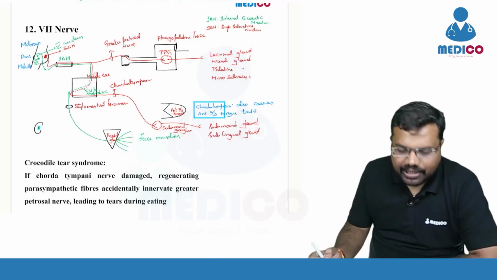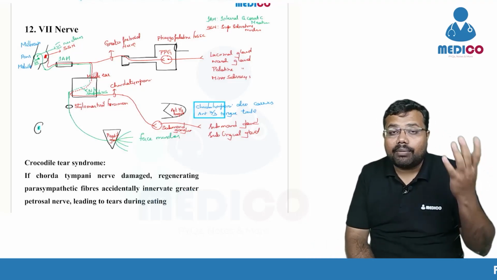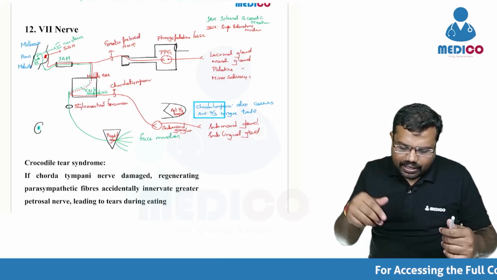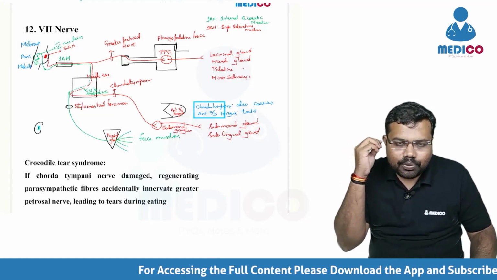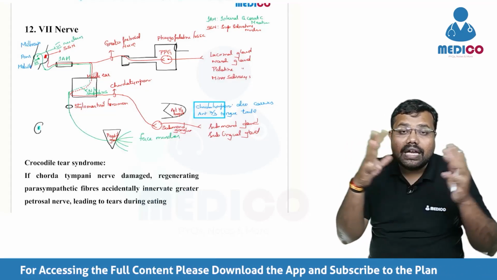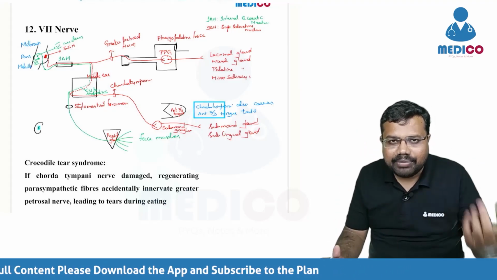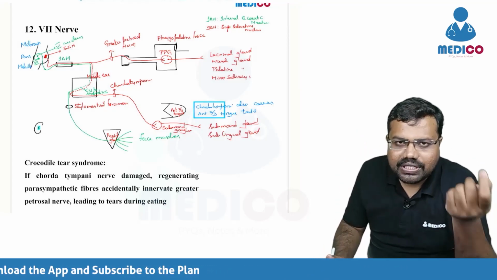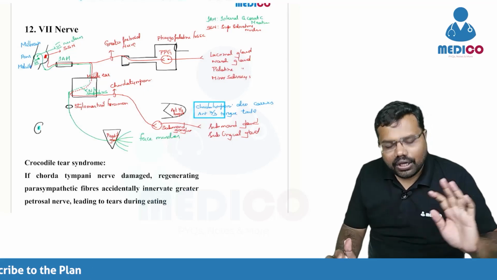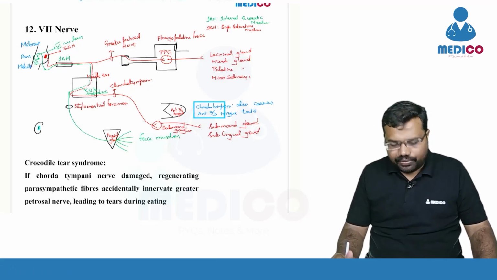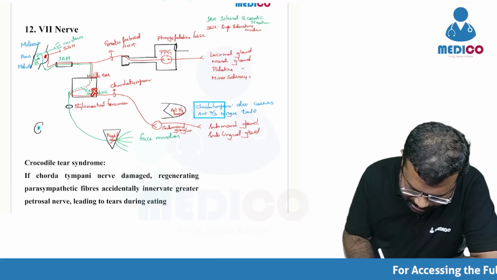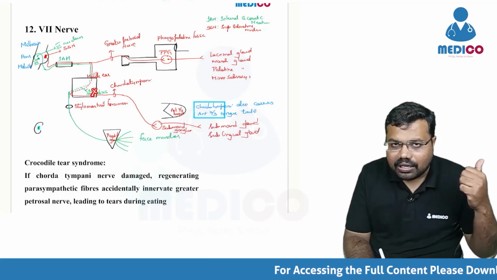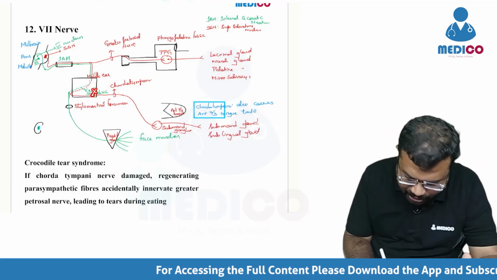What is the function of stapedius? It protects the internal ear from loud sounds. But if that is damaged, then the stapedius will not protect the internal ear from loud sounds. So even if you speak with a small sound, it appears as a big sound, or if you listen, it is a big sound, and that's called hyperacusis. That is the increased sensitivity to sound. So the nerve to stapedius is damaged, and that's why there is a complaint of increased sensitivity or hyperacusis.